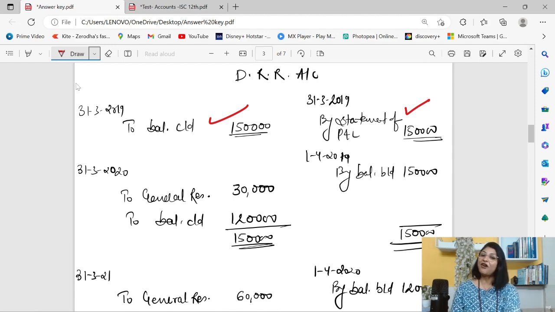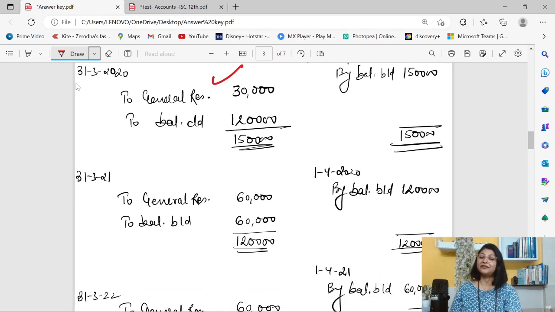In general reserve, how much amount will be transferred? The amount equal to the outstanding number of debentures which are going to be redeemed. So here in the first year 3,000 debentures were redeemed. So we will find out the nominal value of 3,000 debentures, which is 3,000 multiplied by 100, and 10% of it will be transferred to general reserve. As you can see over here, 30,000. Then balance will be written as it is.